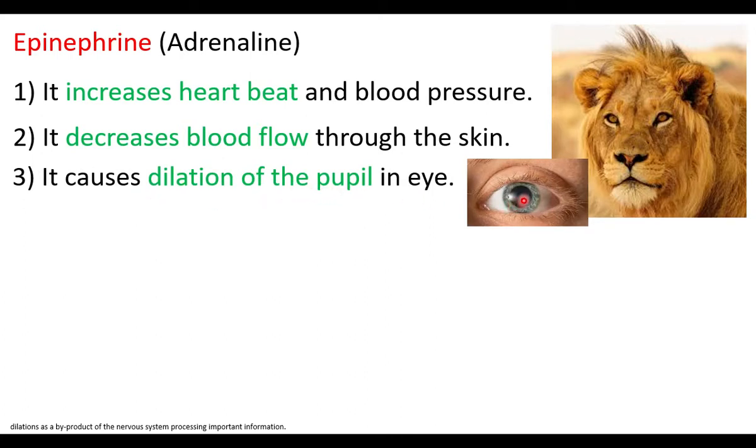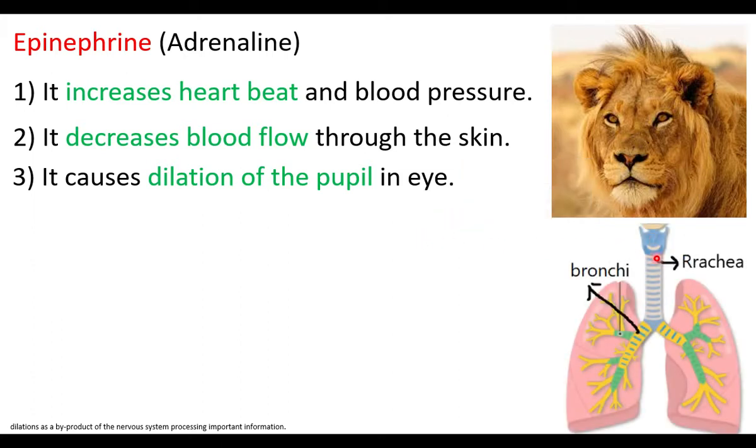What is the pupil? The central hole is the pupil. This is a normal eye. This is a dilated eye. Eyes dilate when the brain is processing some important information, and the dilation of the eye helps us to search for the escaping ways. And this is the trachea, windpipe, and they are the bronchi.